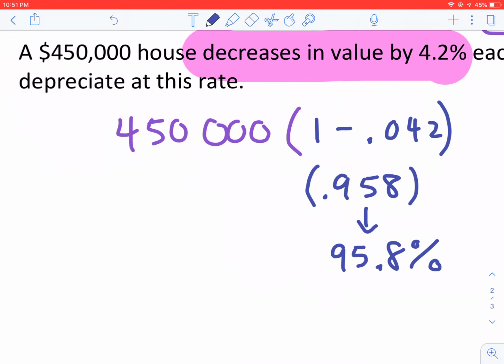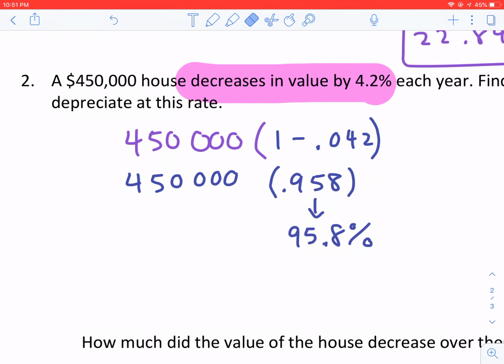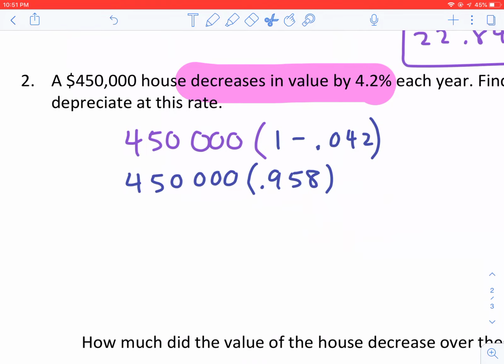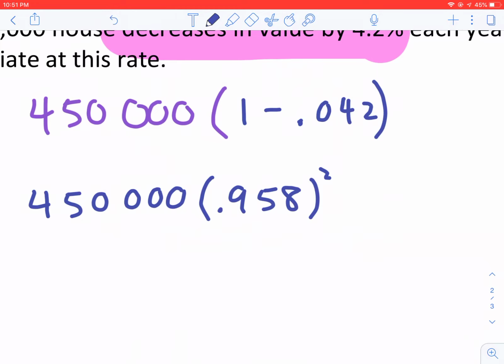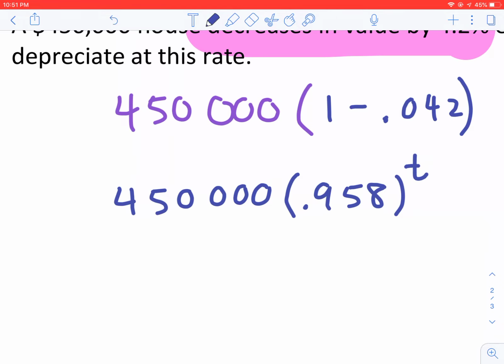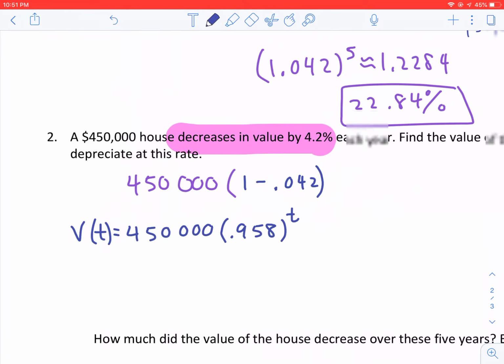So to get the value of the house after each year, I can just multiply by 0.958. So if I want the value of the house after 2 years, I multiply by 0.958 squared. After 3 years, cubed. After t number of years, it'll be just to the t power. So I guess I can call this v of t also. So the value of the house after t years is equal to that.